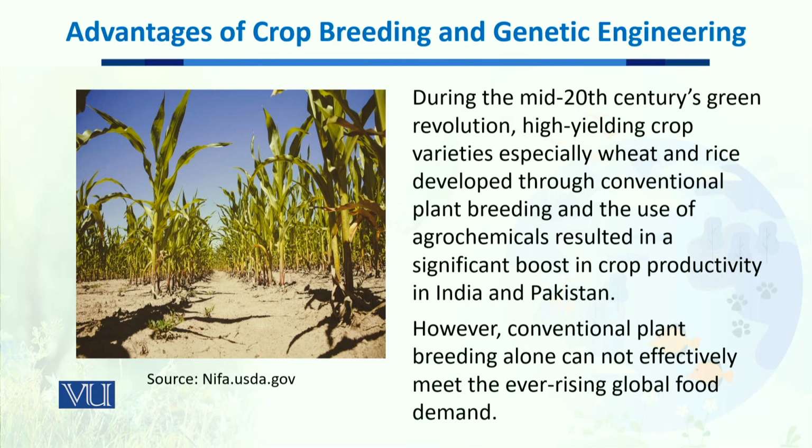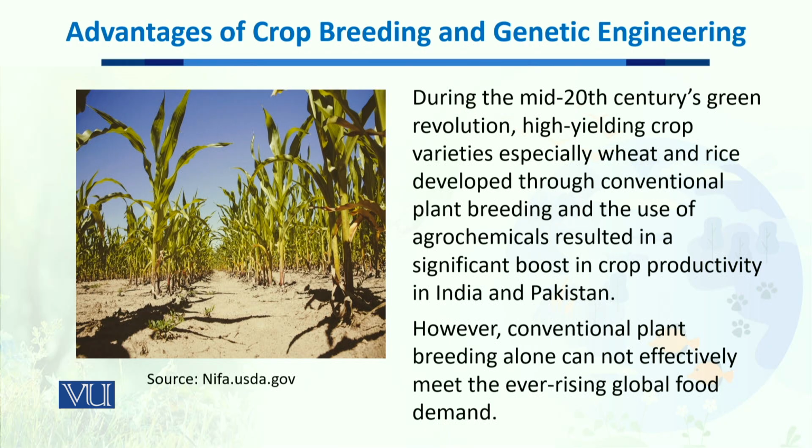While during the middle of the 20th century, there was a green revolution through which high yielding crop varieties, especially wheat and rice, were developed through conventional plant breeding methods and the use of agrochemical methods. It resulted in a significant boost in productivity, especially in the subcontinent including India and Pakistan. However, this conventional plant breeding alone cannot effectively meet the ever rising global food demand.